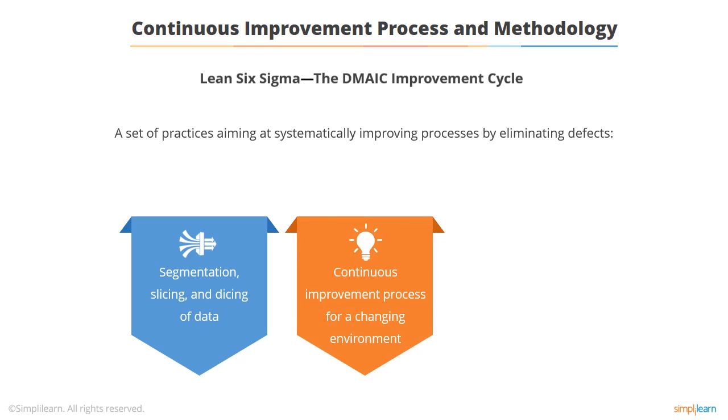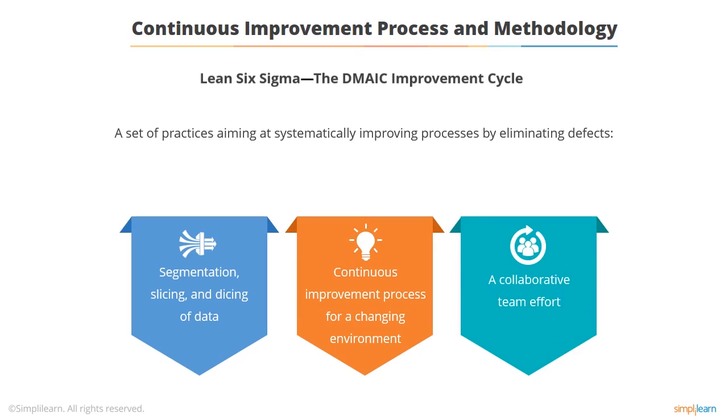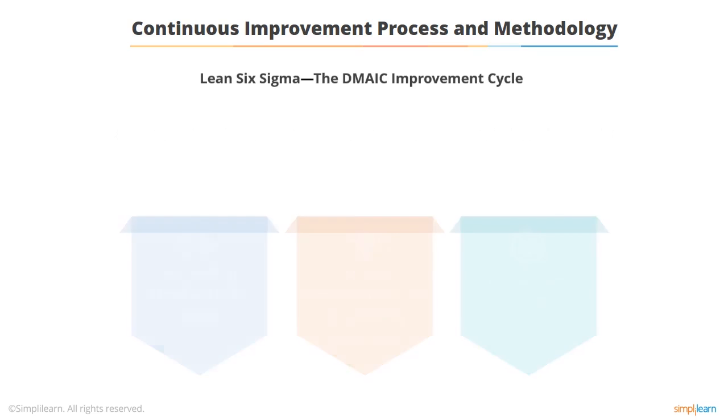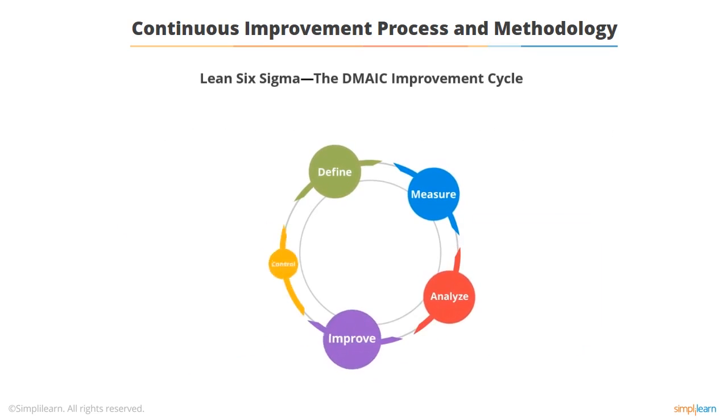It is perfect as a continuous improvement process when the environment is changing and evolving quickly. But it also has in its mindset the fact that it's a collaborative team effort that will lead to success. So let's look at the DMAIC improvement cycle. We start with define, measure, analyze, improve, and control. So the DMAIC acronym is define, measure, analyze, improve, and control. We're going to look into the details of each of those steps.